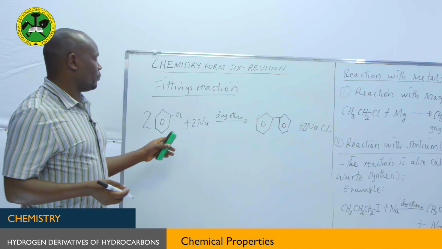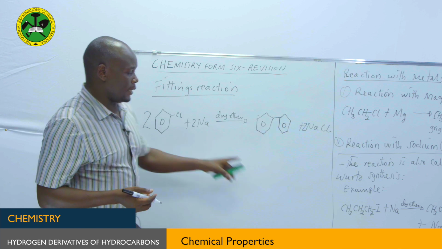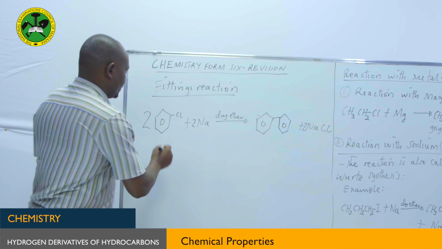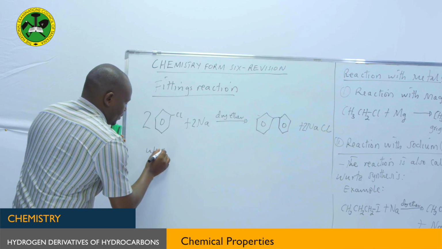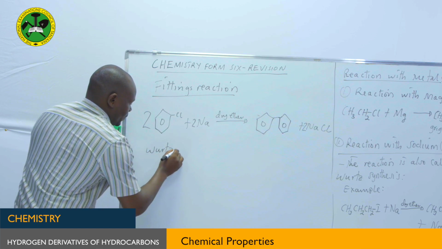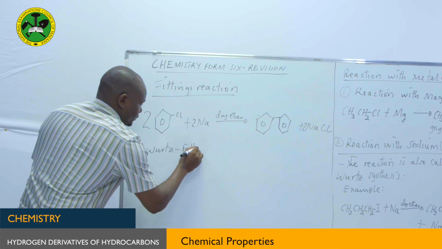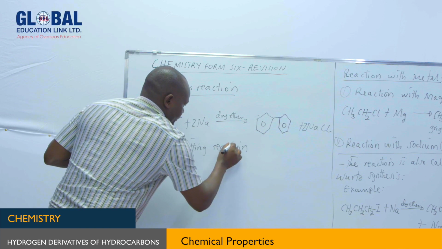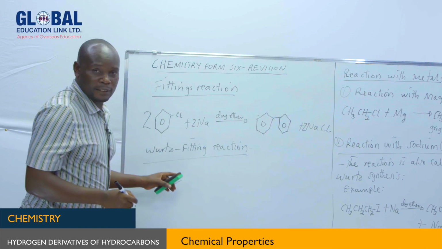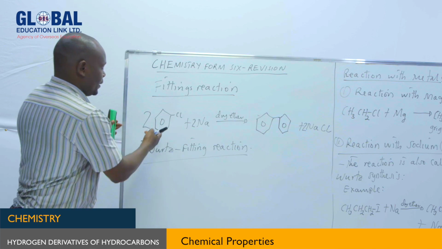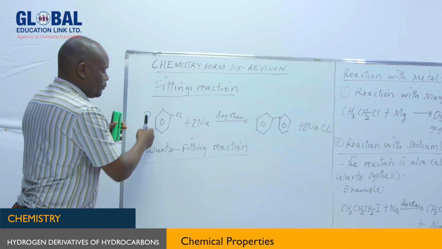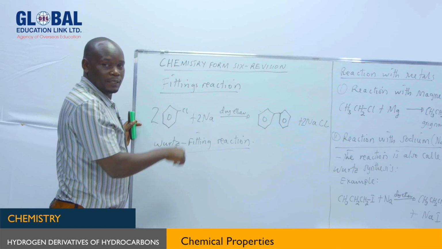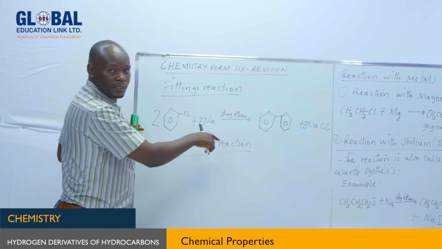But if it is a combination of Fittig and Wurtz reactions, we call it the Wurtz-Fittig reaction. So we have the Wurtz-Fittig reaction. The Wurtz-Fittig reaction means that it involves the halobenzene and the haloalkane, both being treated in a condition which is dry ether.